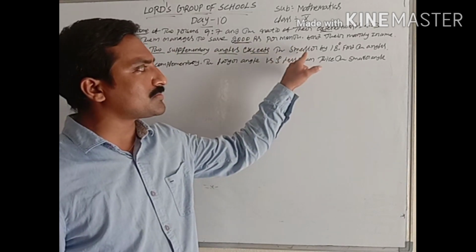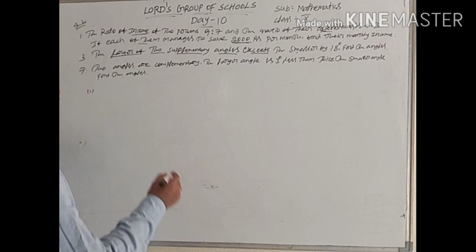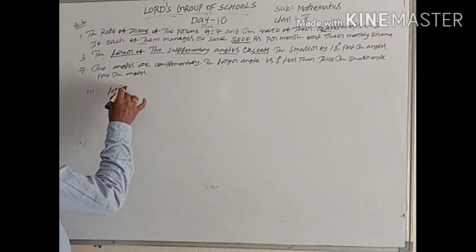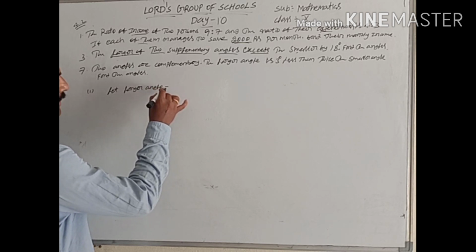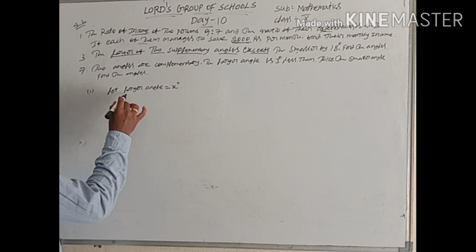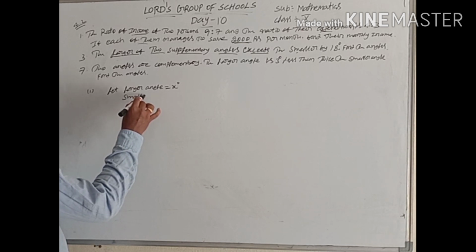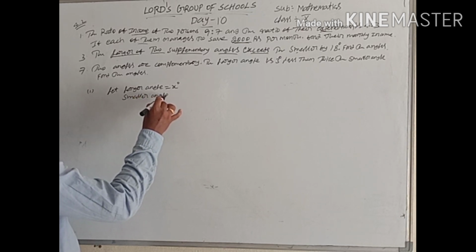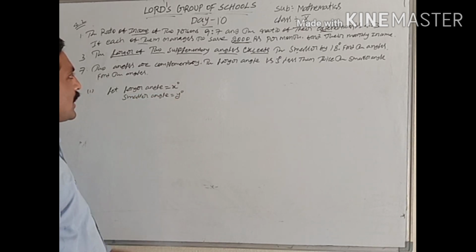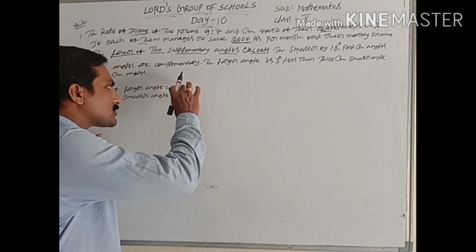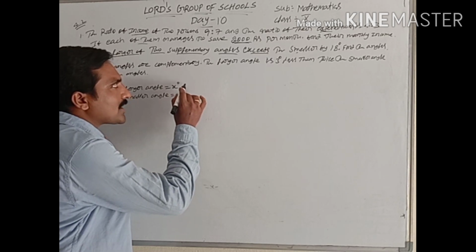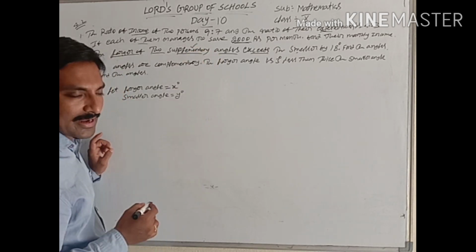Larger is there, smaller is there. Now you take the larger angle x degrees, smaller angle y degrees. Here, larger of two supplementary angles means what? These two angles. What type of angles are they? Supplementary angles.